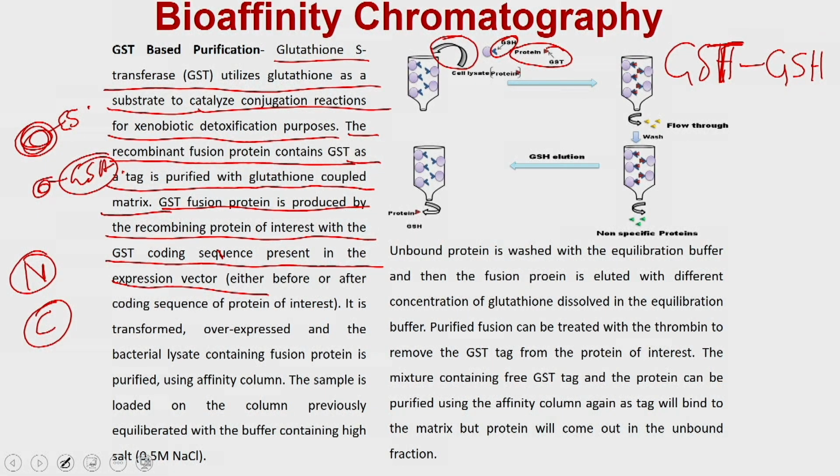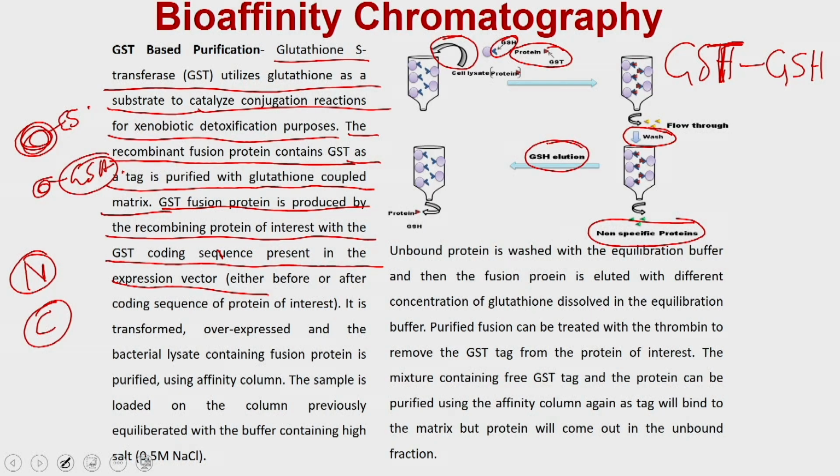Now, in the next step you are going to do a wash. You are going to wash with a high salt concentration, so that all other non-specific proteins come out from the column, and only the protein which contains the GST as a tag will remain bound to the GSH present on the beads.